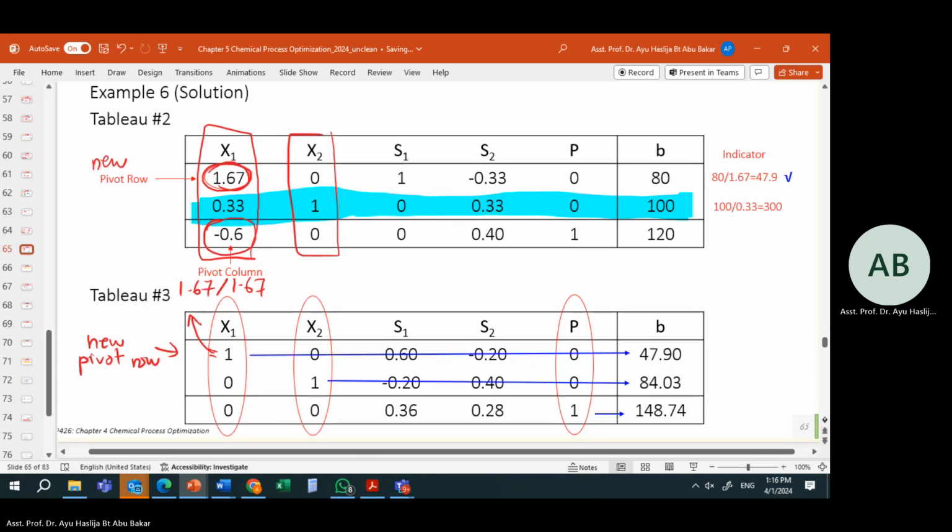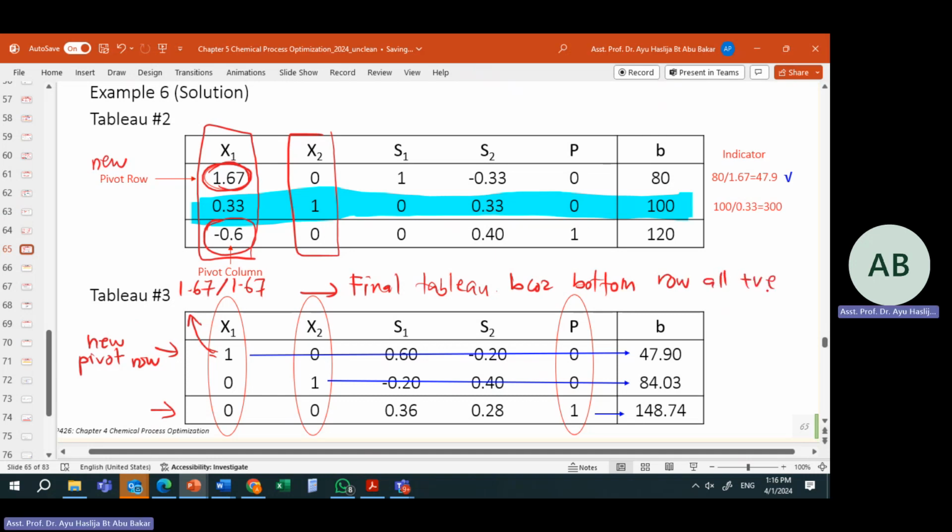Okay, so now check the bottom row. There is no more negative value. So you can conclude W number 3 is your final table, the final W, because the bottom rows are all positive values.